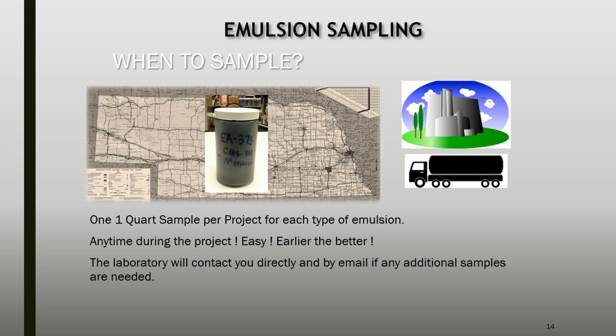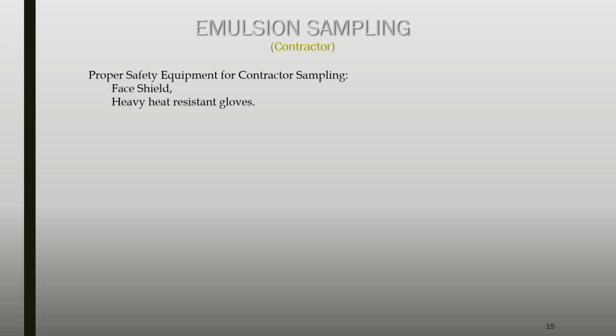Once the sample is collected, it must be shipped within 5 days to the bituminous rheology lab. This will be performed by the contractor with inspector present. Proper safety equipment must be used for the contractor sampling: a face shield and heavy heat-resistant gloves. Emulsion is typically stored at 160 degrees Fahrenheit, so if taking immediate possession, wear the proper gloves.